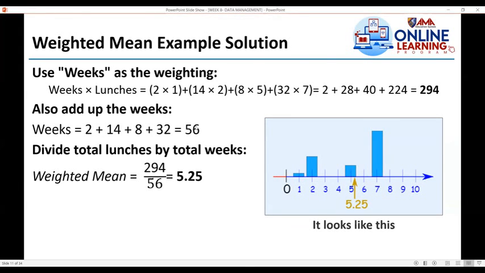Now, to determine the weighted mean, we have to divide the summation of W times X by the summation of W, which is 56. So the weighted mean is equal to 294 divided by 56, which is equal to 5.25. And if we plot this on the number line, it will look like this. The location of the weighted mean is represented by the yellow arrow.